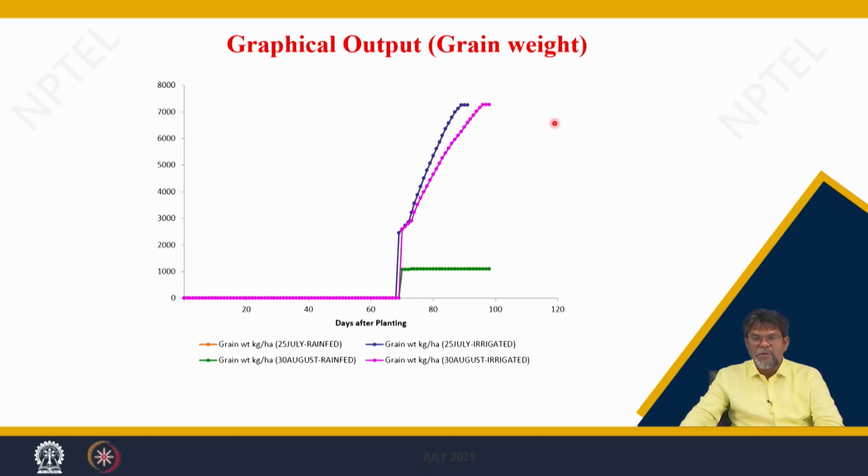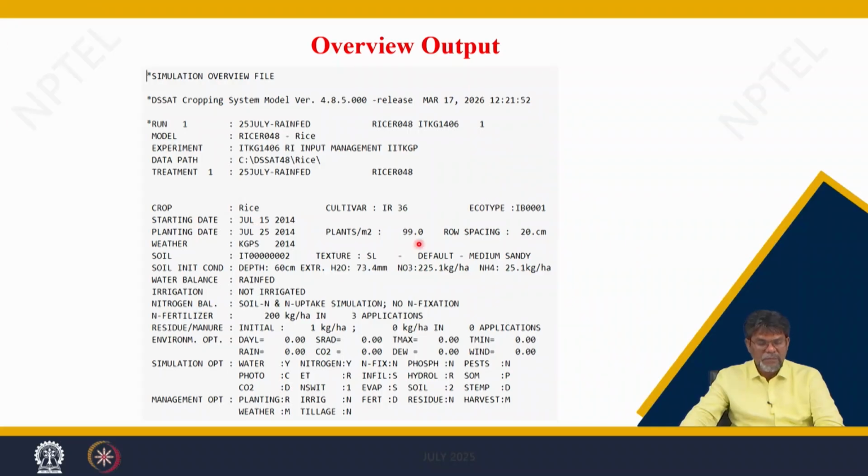And if you see the overview output file here for all these models, you see the crop is rice. I have already explained rice. The planting date, the starting date we have given is July 15. The planting date here is 25 July, 2014. Other information is given here, and this is rain fed conditions, so not irrigated, and the nutrient application is the same, 200 kg per hectare in 3 applications. So, initial days and then different dates for 3 applications. The residue manure is not given, but the residue is given as per the initial condition.